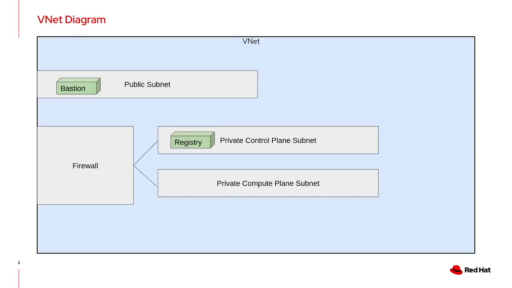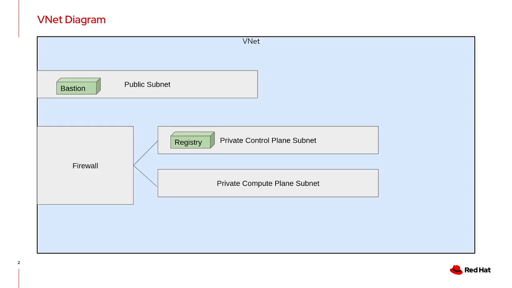As previously mentioned, I will perform this installation using an existing VNet in Azure Gov. This VNet consists of 3 subnets. The first subnet is a public subnet. This is where the RHEL 8 Bastion host is located. This host has internet access and will be our bridge for accessing the private subnets.